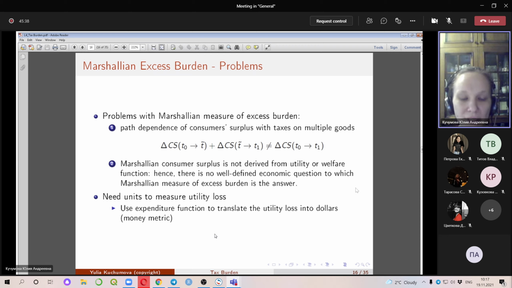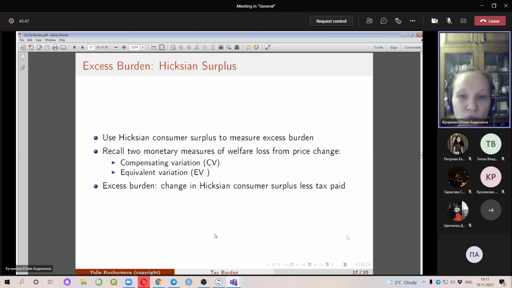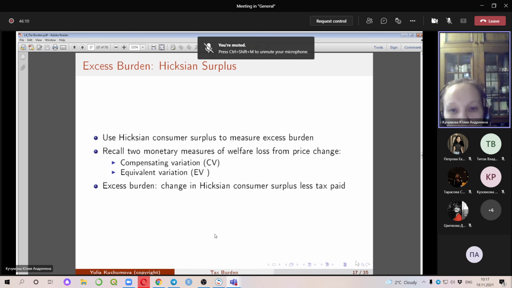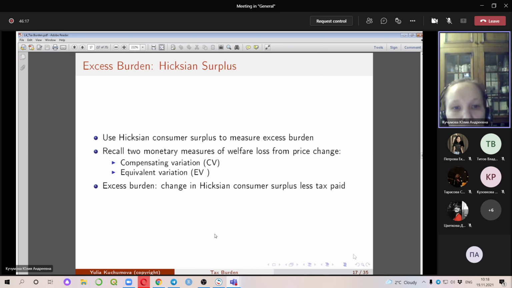To deal with that, we will use the expenditure function to translate the utility loss into dollars or money metrics. So the expenditure function, what is that? I do hope that you learned it in your microeconomics course. Let us just dig in our brains and recall it. So we will need to recall Hicksian demand, first of all, and then Hicksian consumer surplus, and use it to measure excess burden.